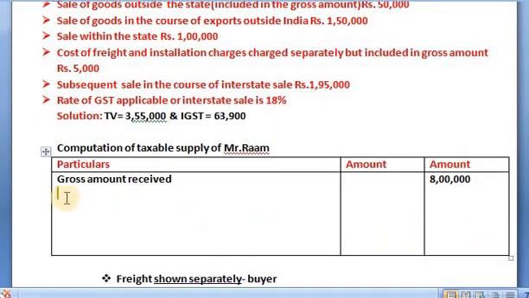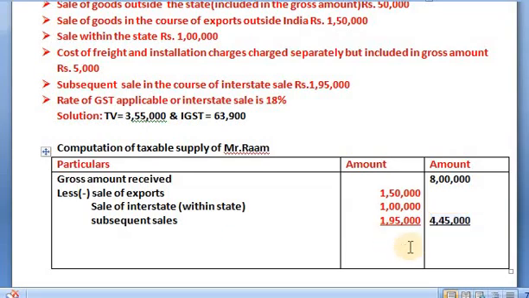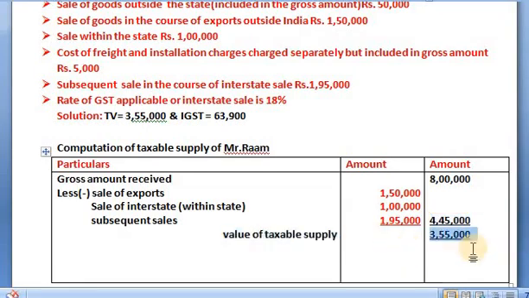So first let us take the gross amount received. How much is the gross amount received? 8 lakhs. Next, what all do we have to deduct? Whatever should not be considered, they have added it all, so we have to deduct all of that now. Sale of export, as export doesn't come under GST, how much? 1,50,000. Next, sale within the state, how much has happened, 1 lakh, even that has to be taken. And subsequent sale is not a part of the transaction value, so it is 1,95,000. If we take all this out, it comes to 4,45,000. 8 lakhs minus that, you will be getting 3,55,000 as your value of taxable supply.